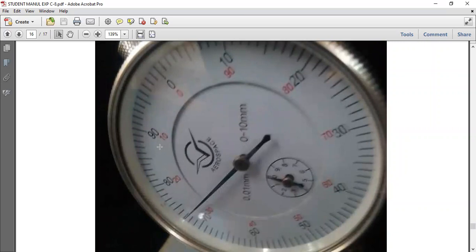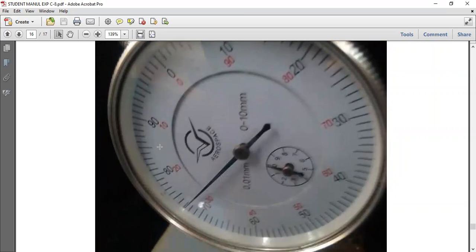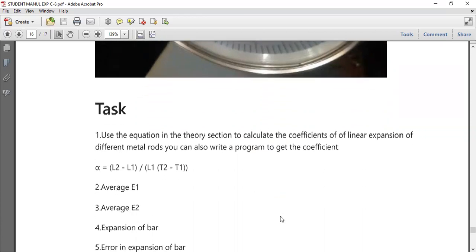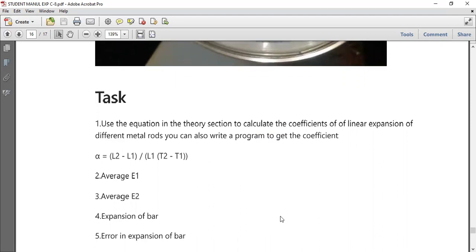Then after recording all this data, the student is required to use the equation as indicated in the manual to calculate the coefficient of linear expansion of different metal rods, either by writing a program or using the formula above. Also to calculate the average E2 and average E1.